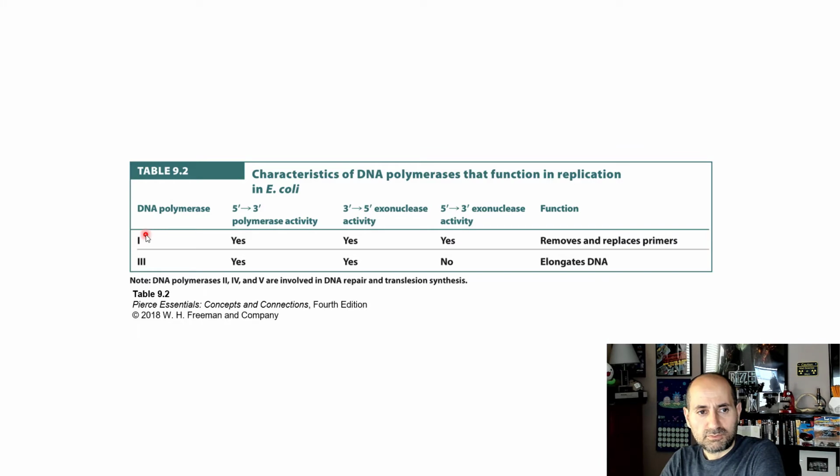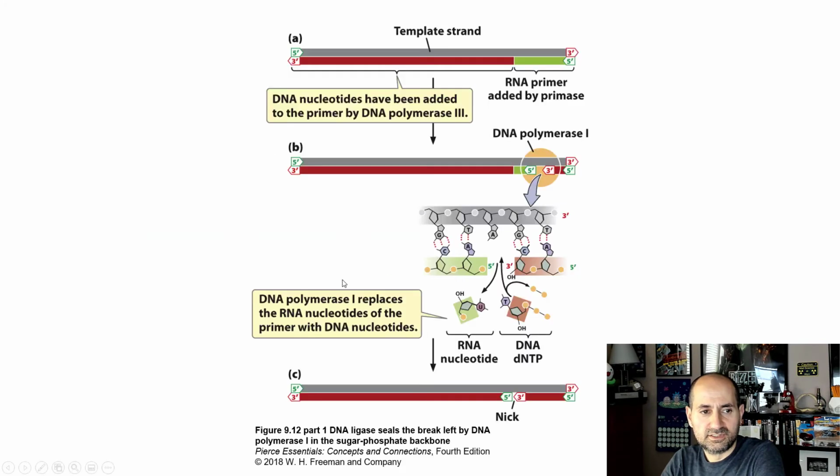Again, what does DNA polymerase I do? It builds 5 to 3. What it really does is remove and replace primers. And then DNA polymerase III elongates the DNA. It copies the DNA. Okay, so you can see here in this picture, DNA ligase's job.